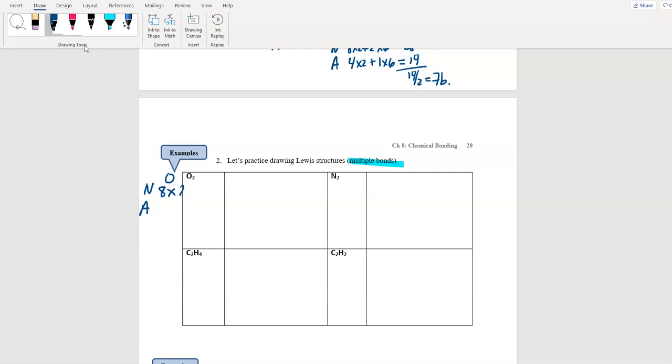Oxygen needs 8 times 2. So 16 electrons are needed. He has 6, but times 2. 12. Subtract, divide. There are 2 bonds. Now, all I got is 2 oxygens, and I got to put a bond, and that is my only spot right there to put bonds. I need 2, so I create what's called a double bond.